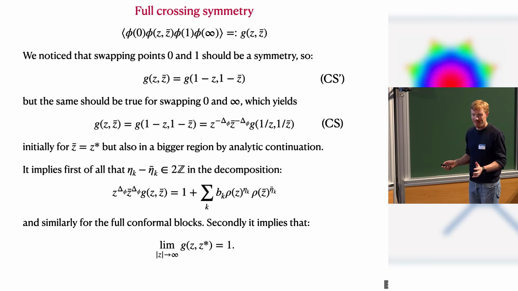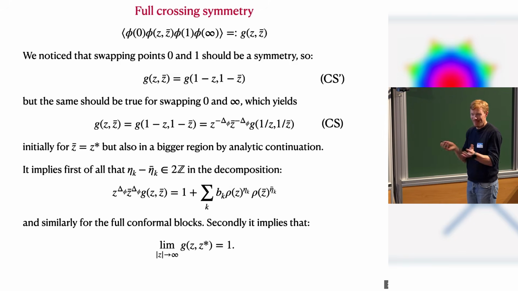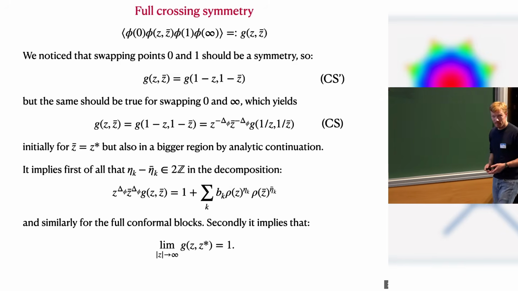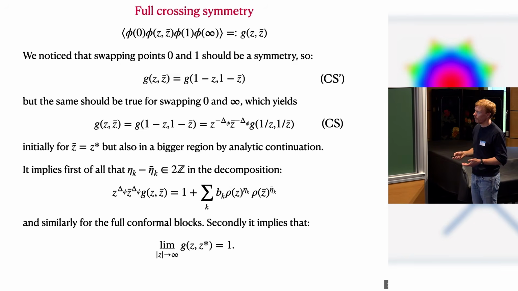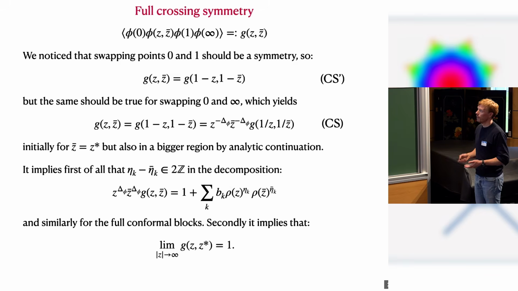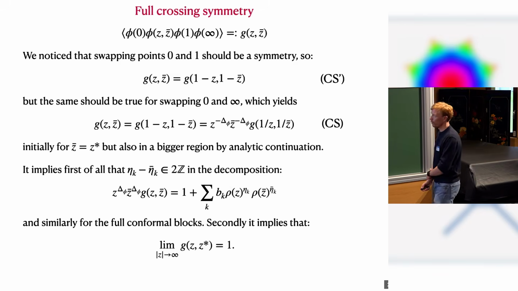So that's the class of functions. I'm implicitly defining a class of functions that depends on D and delta phi, that obeys CB and CS. It depends on delta phi through here, and on D through the structure of the conformal blocks.